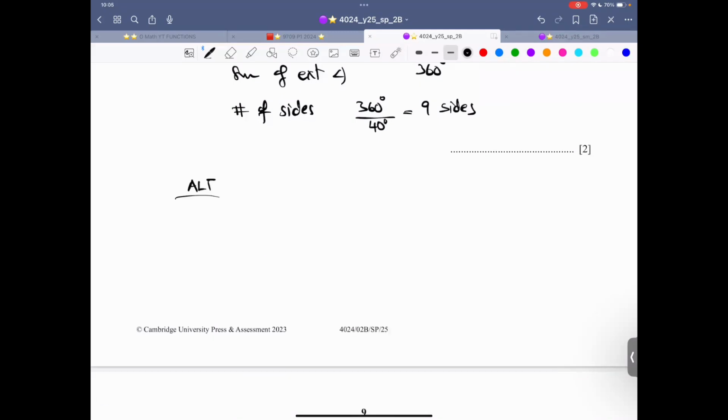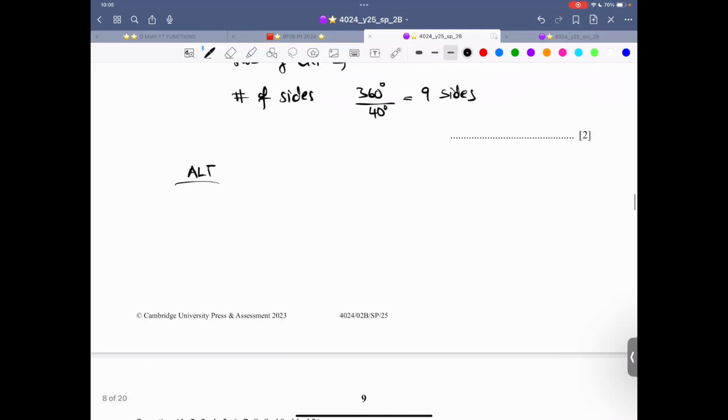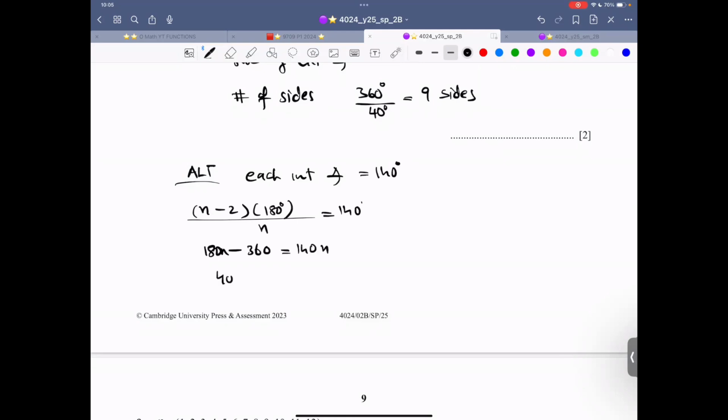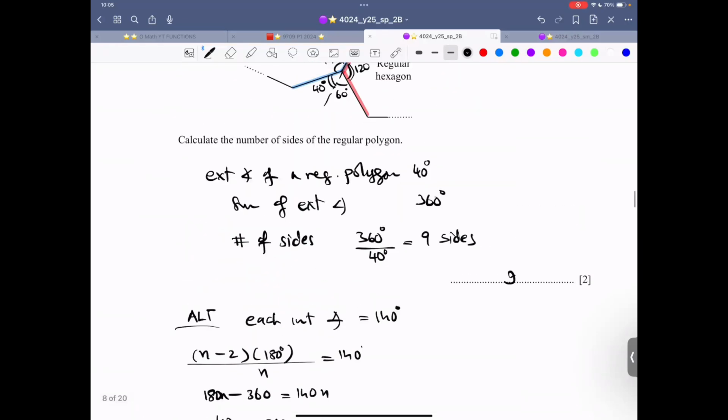Alternatively, each interior angle is 140 degrees. Let the number of sides be n. (n minus 2) into 180 degrees divided by n is 140. 180n minus 360 is 140n. 40n is 360. Therefore, n comes out to be 9. There are 9 sides. So let me write 9 over here.